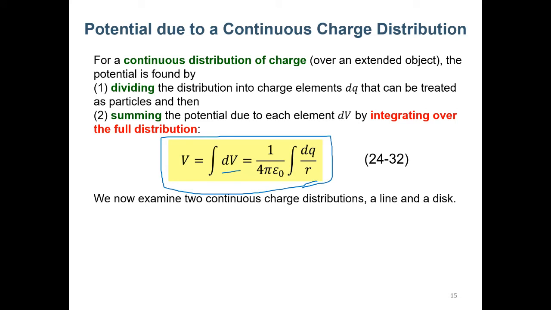So finally, it becomes dq over r, because it's usually related to r, and this term is a constant, so that this one will look like this. Equation 22.32 looks like this, and if you are given dq, which is a formula of r, then you can do this integration to find the overall V.